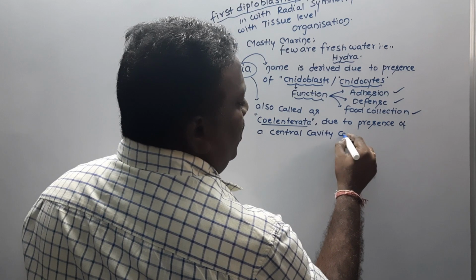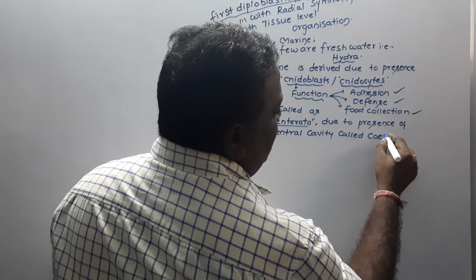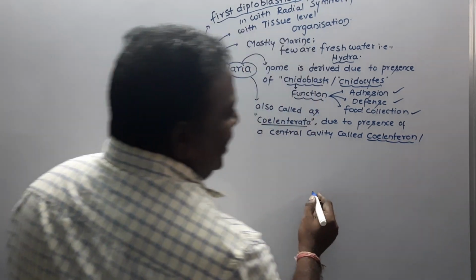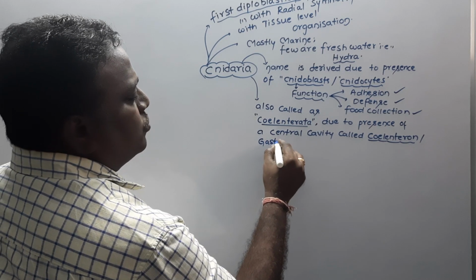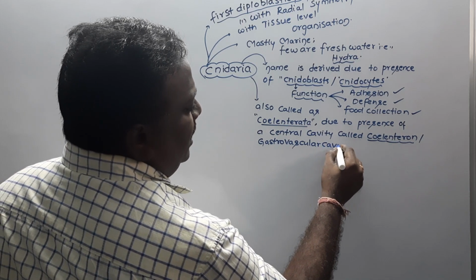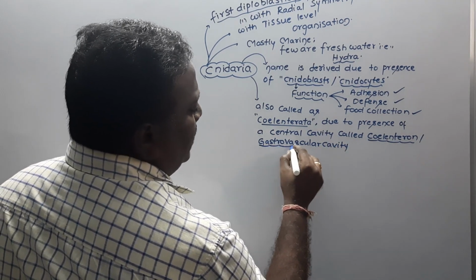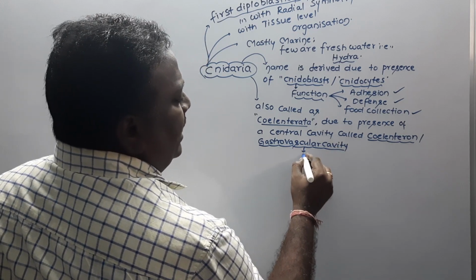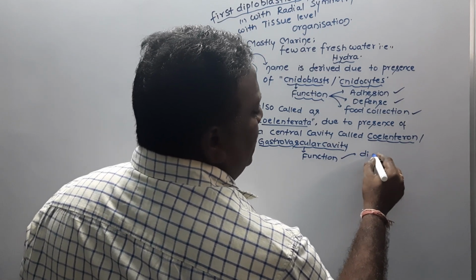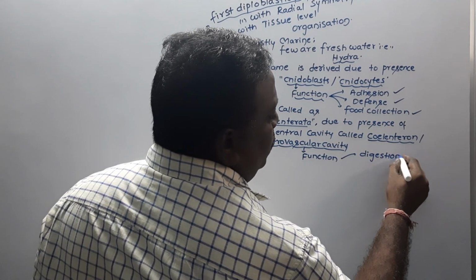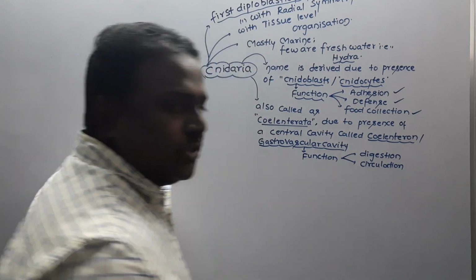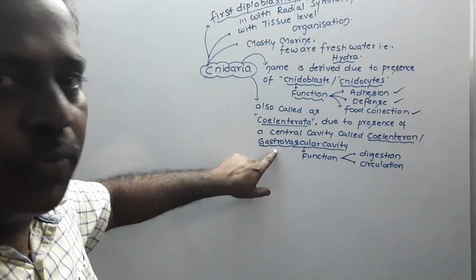Called coelenteron. The body of Cnidarians contains a central cavity which you call coelenteron. Otherwise, the coelenteron is also called gastrovascular cavity. What is the other name for coelenteron? Gastrovascular cavity. And this gastrovascular cavity does the functions of, one, digestion, and the second function is circulation.